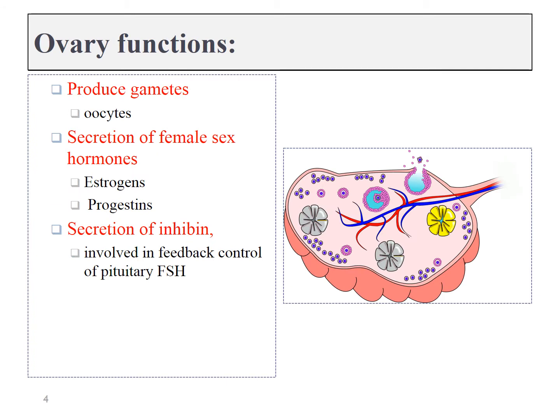Just like the testes, the ovaries have two major functions. The first is to produce the sex cells, in this case oocytes, and the other is to produce sex hormones, in this case estrogens and progestins. They also secrete the hormone inhibin, which we'll talk briefly about, but it has the same function as in men.